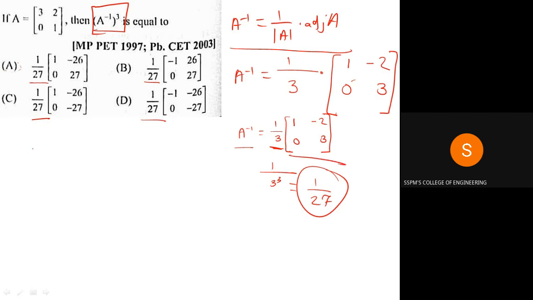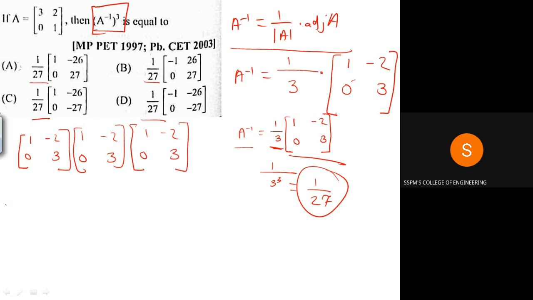How do we find cube of this matrix? 1 minus 2, 0, 3 into 1 minus 2, 0, 3 into 1 minus 2, 0, and 3. This product we have to find. See? So we will first take first row and first column. So 1 into 1 it is 1 plus minus 2 into 0 it is 0. So first row, second column, 1 into minus 2 it is minus 2. Minus 2 into 3 it is minus 6.